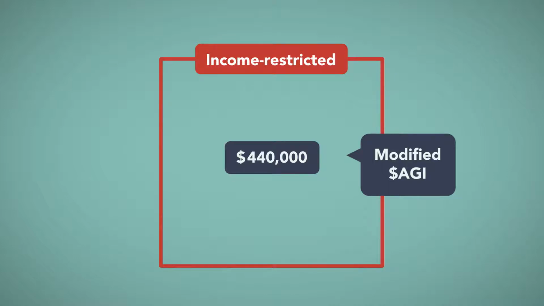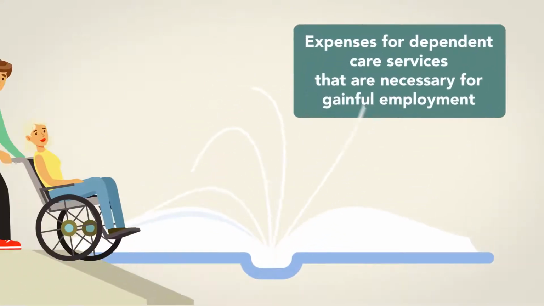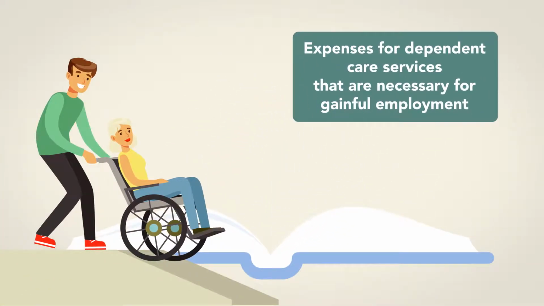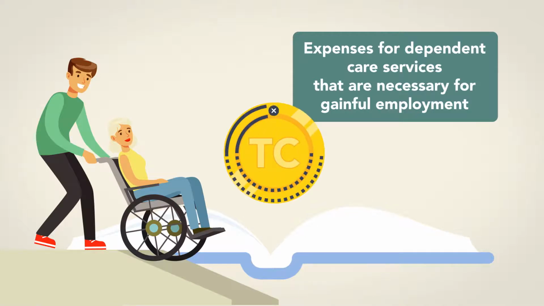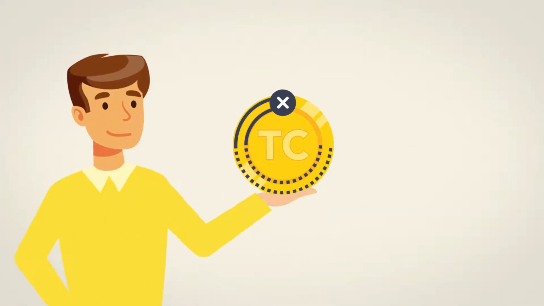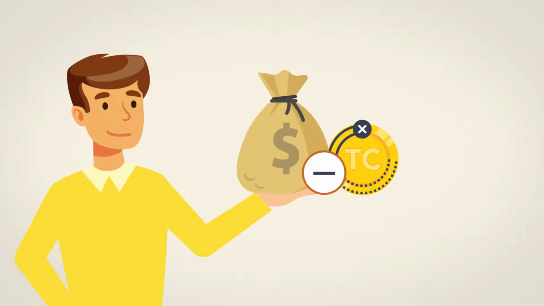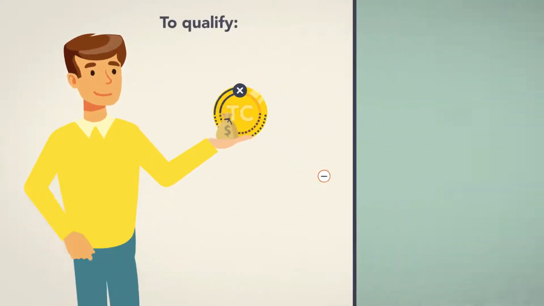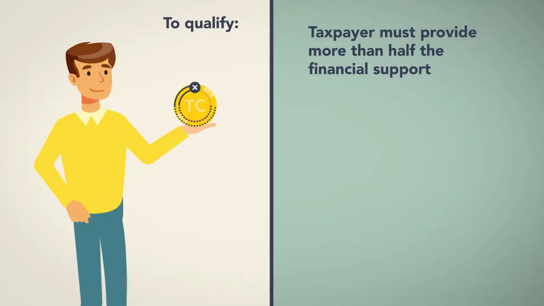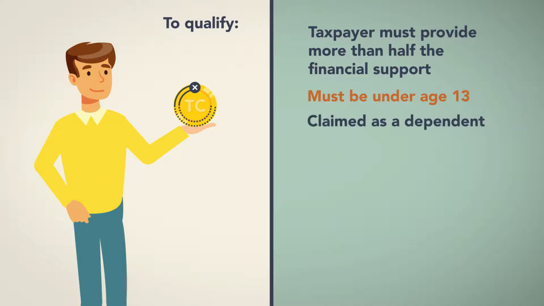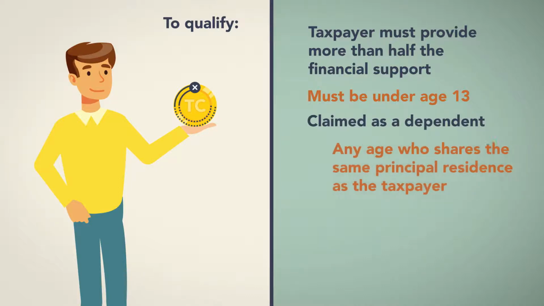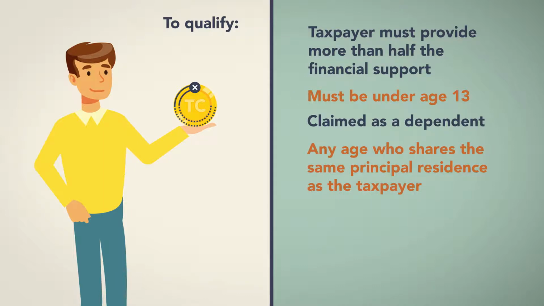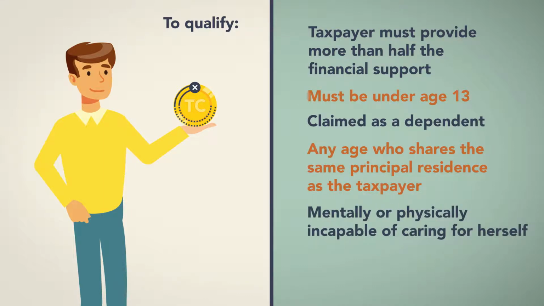Similarly, the Code allows certain expenses for dependent care services that are necessary for gainful employment as a non-refundable tax credit. This allows the gainfully employed taxpayer to deduct a percentage of the expenses incurred to take care of dependents. To qualify for this credit, the taxpayer must provide more than half the financial support for the dependent, who must be under the age of 13, and claimed by the taxpayer as a dependent, or a person of any age, such as a spouse who shares the same principal residence of the taxpayer and is mentally or physically incapable of caring for herself, or dependent children of divorced parents.